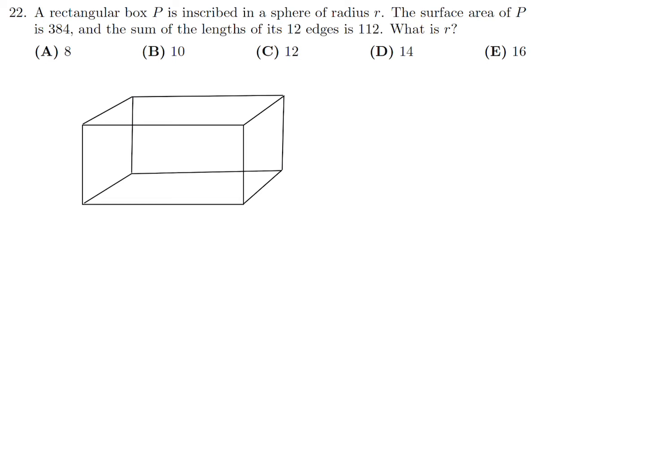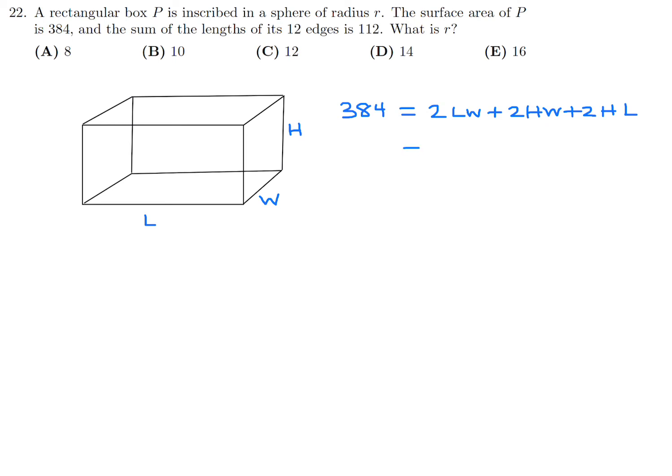So let's start labeling this box, and we'll concentrate on the sphere a little bit later. Well, obviously length, width, height, correct? And let's see, what kind of information did they give us? Surface area is 384. All right, well, what is the surface area in terms of length, height, and width? It's 2 times length times width plus 2 times height times width plus 2 times height times length, right? That's entirely from the diagram. I certainly didn't memorize that.